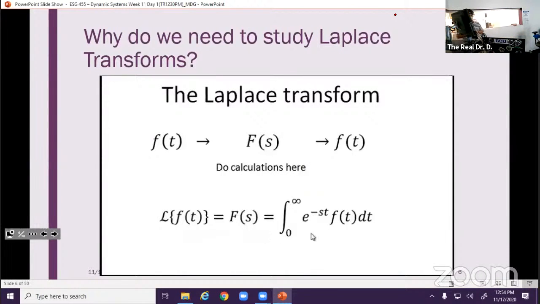Capital F of s is the integral from 0 to infinity of e to the negative st times our function little f of t dt. This is also written as the Laplace transform of little f of t. Solve the integral and you have capital F of s. Often we don't need to actually solve any integrals, as we have tables to read off the Laplace transform of a function.